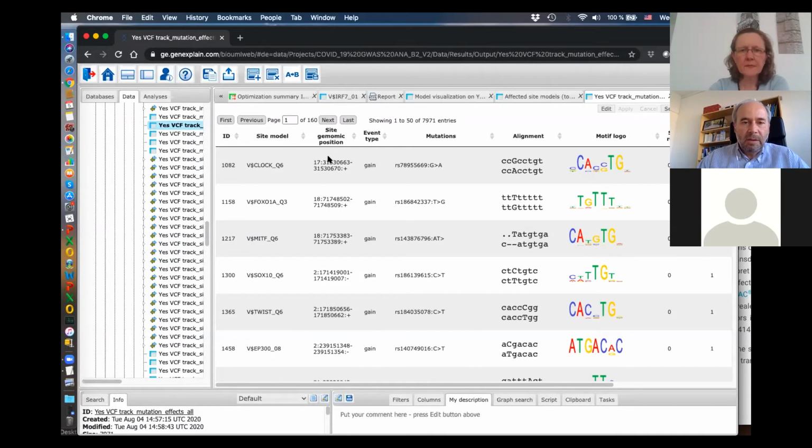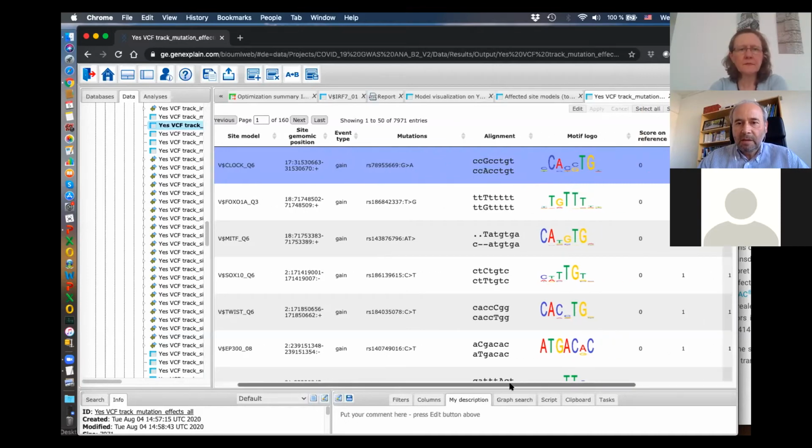So you see this is a genomic position. This is the SNP ID, also saying which nucleotide is changing to what. And here you see the logo of that binding site, of that binding matrix. And then this is a particular region which is affected. Basically, you see G is changed to A, and it means that this position 3 is now changed to A.